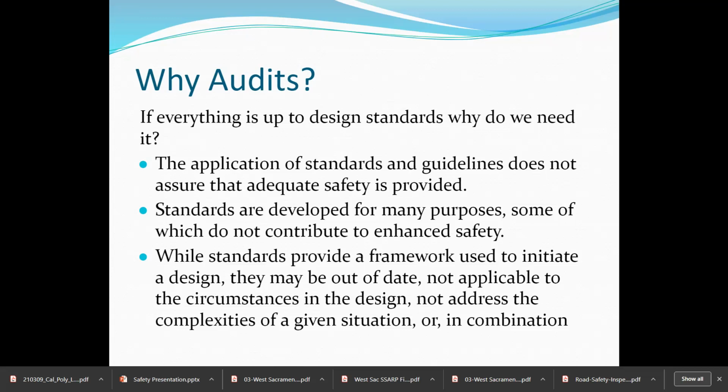Standards are developed for many purposes, some of which do not contribute to enhanced safety. So that's another reason. And standards provide a framework to initiate the design. They might be out of date, not applicable to the circumstances of the design, and may not address human factors. You might recall we talked about human factors in this class as well. So they might not be looking at the user as the focal point.